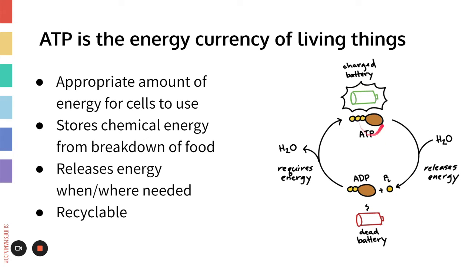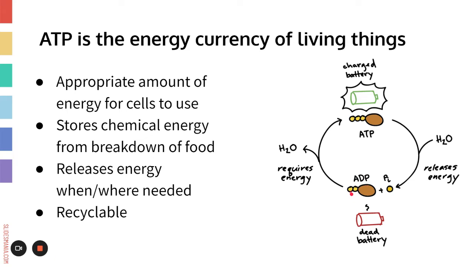ATP is a stored form of chemical energy, so you can think of it as sort of like a charged battery. ATP can float around in the cell, and we can use that battery to power other things, to make other things happen. ATP is able to release energy when and where it's needed. And when ATP releases that energy, it goes into this dead battery form called ADP.